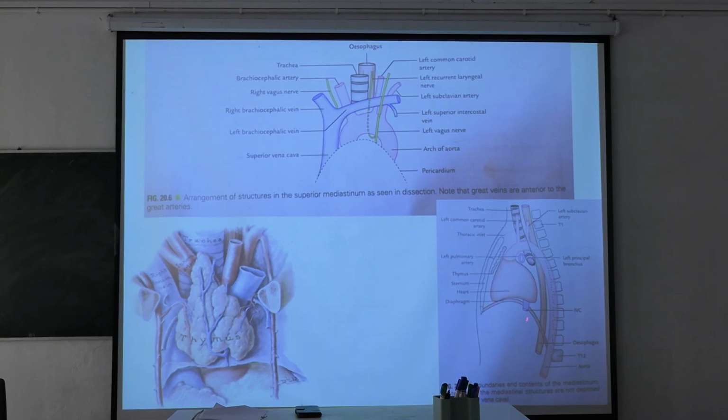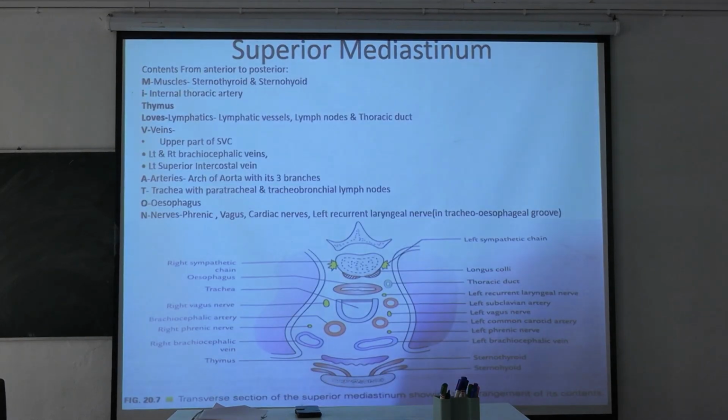Okay, this is the inferior vena cava draining into the heart. Okay, left atrium, right atrium. Okay, so these structures you will see.